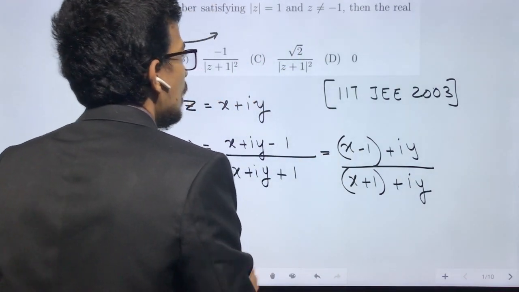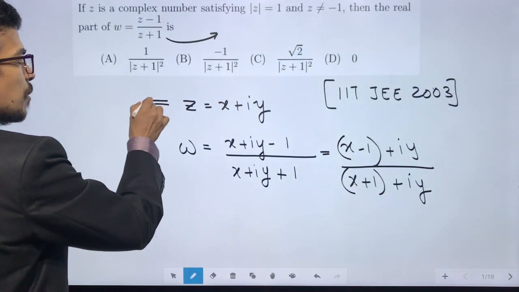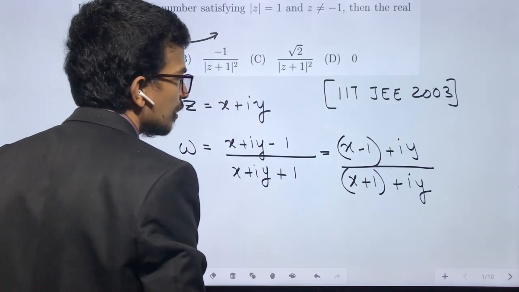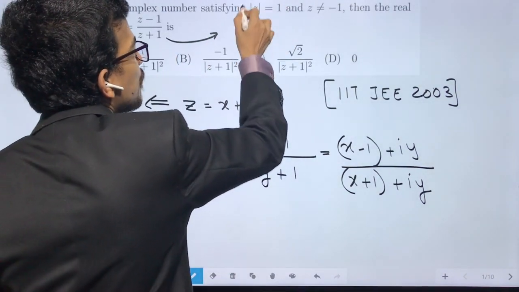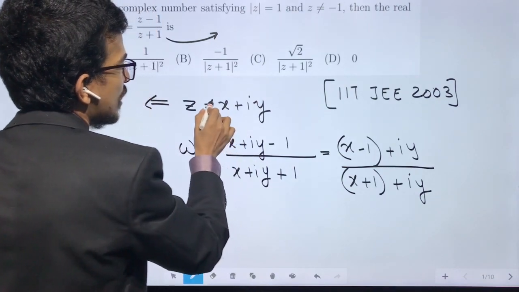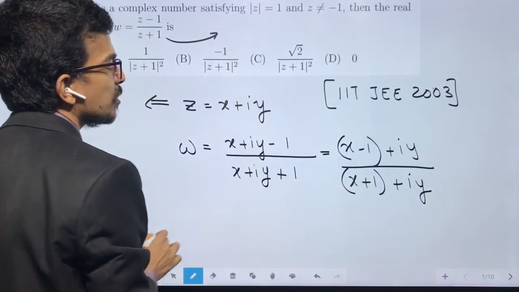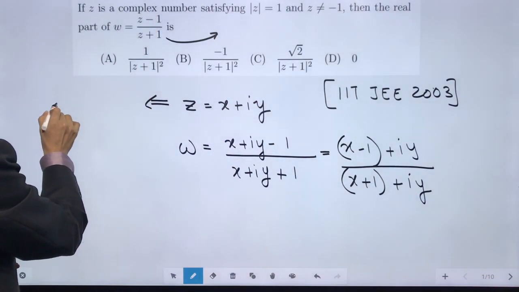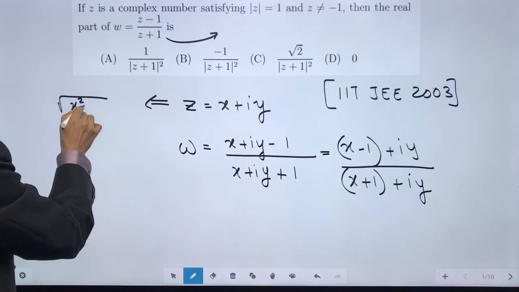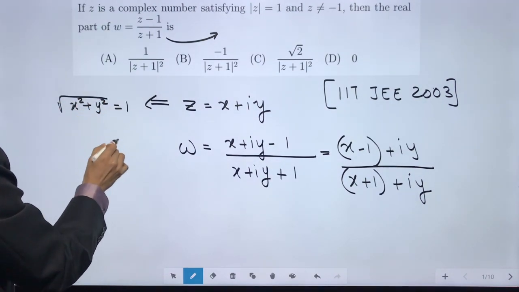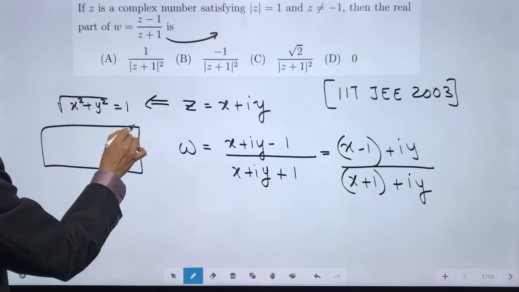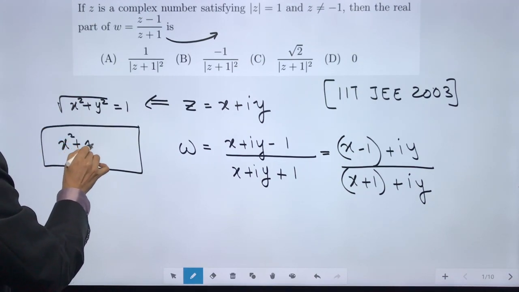You have to remember one thing. We have substituted z is equal to x plus iy, and in the question it is given that mod z is equal to 1, and mod z is nothing but root over x square plus y square. So we have root over x square plus y square is equal to 1, which also means that x squared plus y squared is equal to 1.